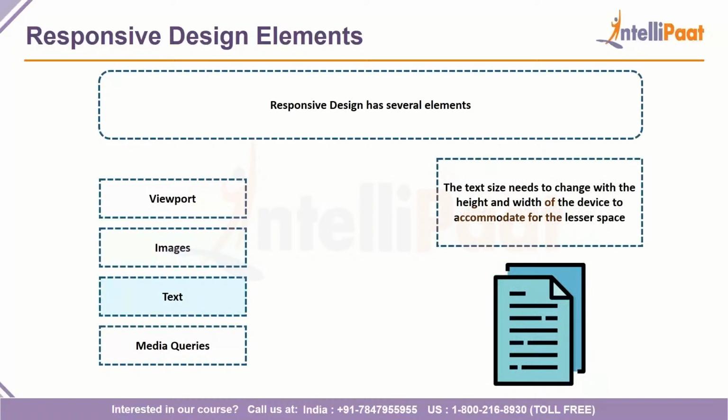Then comes text. Text is the primary way that any web application conveys any kind of information to the user. The text needs to change with the height and the width of the device to accommodate for lesser space. Suppose I have a web application that is being displayed on a large screen, but now I shrink the browser a little to make space for some other applications to be displayed right alongside it. I want the text to be able to shift to that as well. I don't want scroll bars to appear in which I would have to scroll left or right to make the person see what I'm trying to make them see. I just want the text to be able to shrink based on the size that's available to them. And responsive text allows us to do that as well.